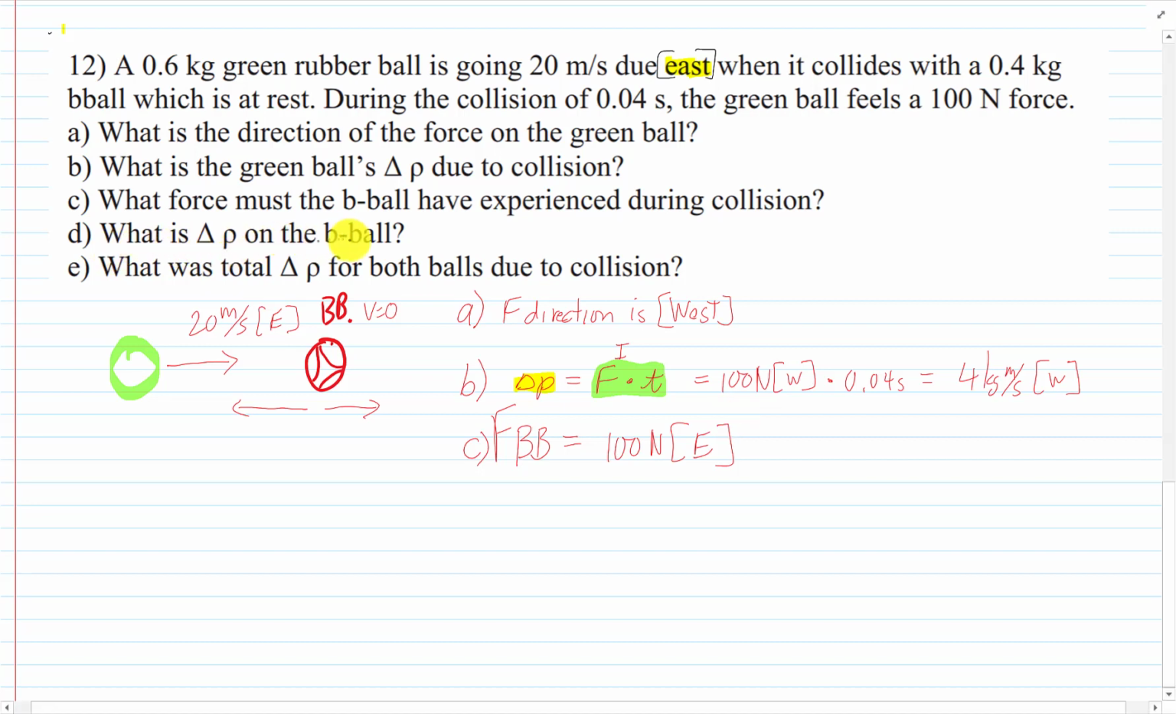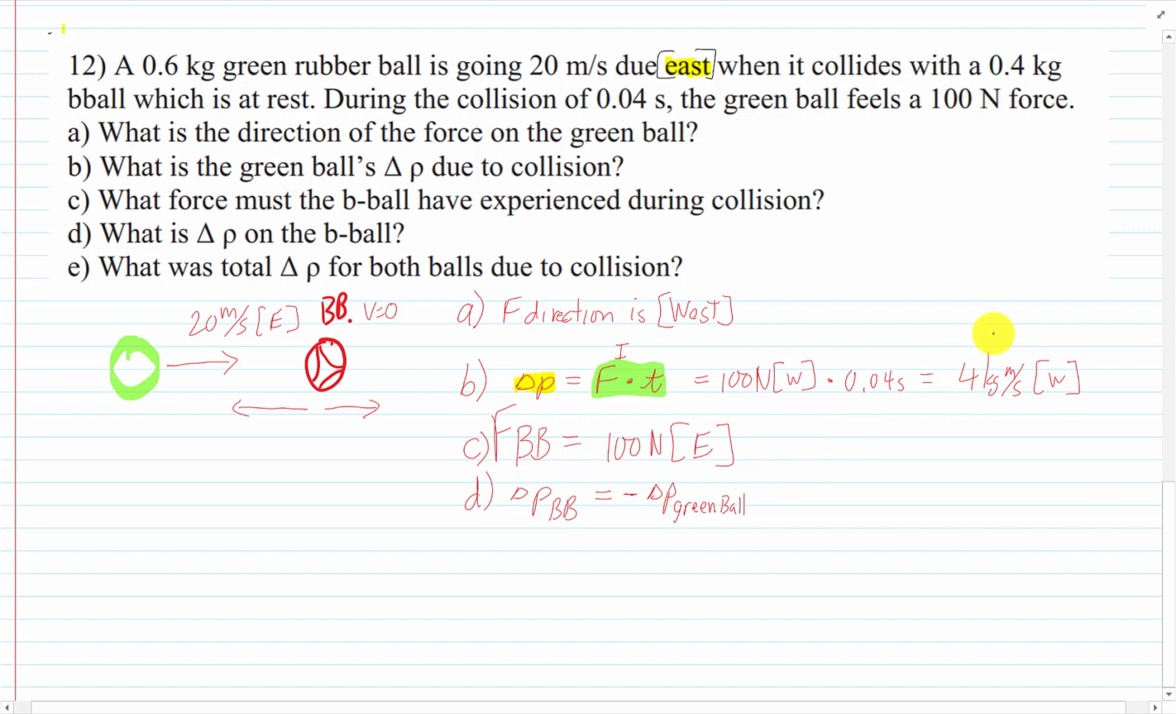What is the change in momentum of the basketball? Well, the change in momentum of the basketball has to equal negative the change in momentum of the green ball. Why? Because momentum is conserved. If one changes positively, then the other one has to change negatively, because the total change in momentum has to be 0. If one goes up, then the other one has to go down.